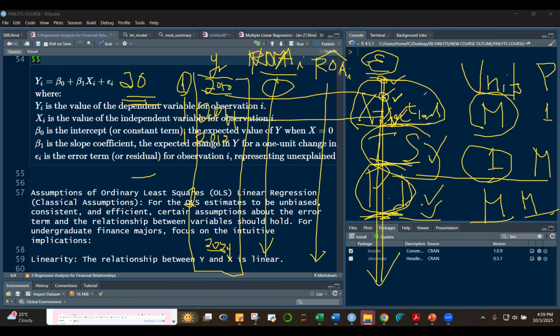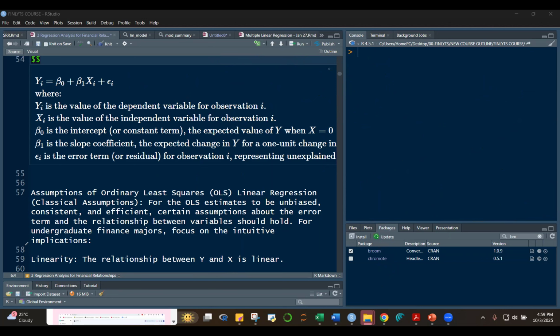Okay, so I hope that's clear, class. Let me pause for a while. Is that clear, class, the difference between cross-sectional, time series, and panel data? May I have your comments, please? Yes or no, please? Maybe you have some questions.